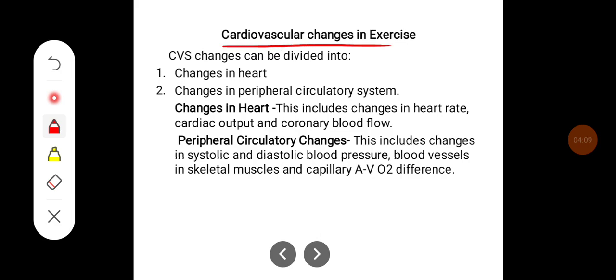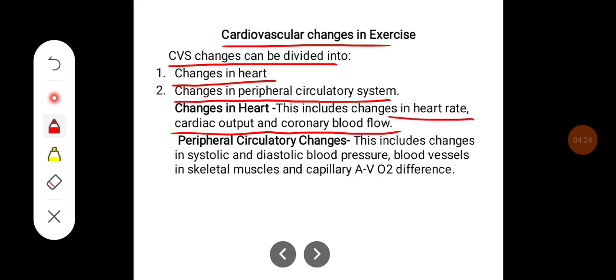Coming to cardiovascular changes in exercise. Cardiovascular changes can be divided into changes that occur in the heart and changes that occur in the peripheral circulatory system. Changes in the heart include increase in the heart rate, cardiac output and coronary blood flow. Whereas peripheral circulatory changes include changes in the systolic and diastolic blood pressure, blood vessels, and in skeletal muscles and capillary artery venous difference.